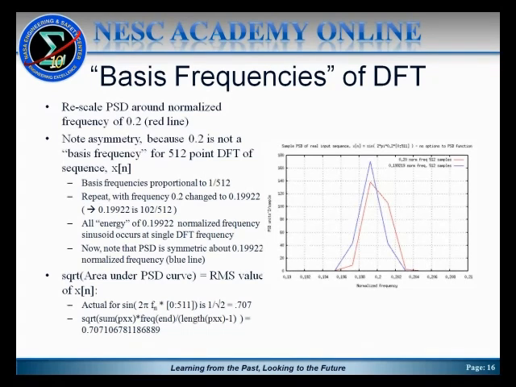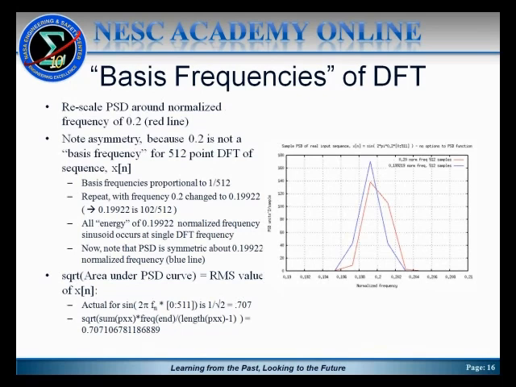There are two things going on. Number one is the input frequency is not at one of the basis frequencies of the PSD, and so we'll repeat this example with the 0.2 changed to 0.19922, which again is one of the basis frequencies of a 512-point DFT. It happens to equal 102 over 512. So if we put in 0.19922 and recompute the PSD, you'll see now we get the blue line, which is now nice and symmetric around 0.19922.